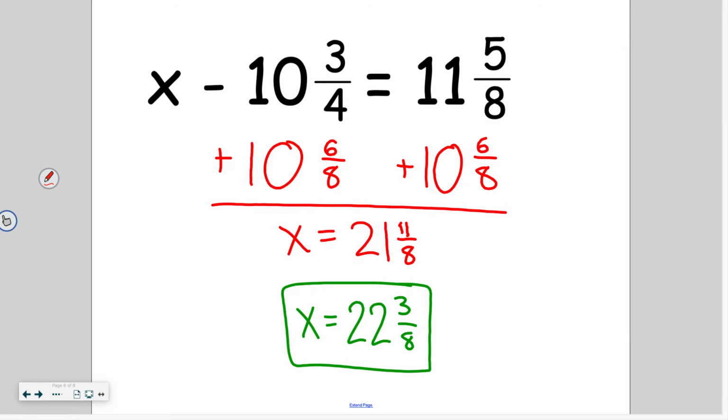Again, we're going to get rid of this subtracting, and in order to get rid of the subtracting, we're going to add. So these cancel out. We're left with just our x. Our common denominator here is going to be 8, so I added 6/8 to both sides, which gives me 21 and 11/8, which simplifies to 22 and 3/8.